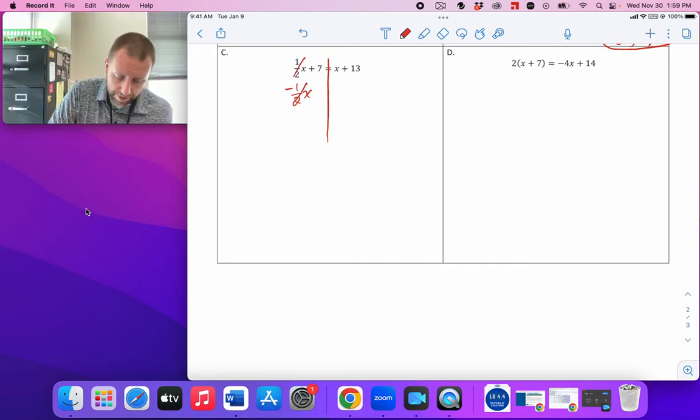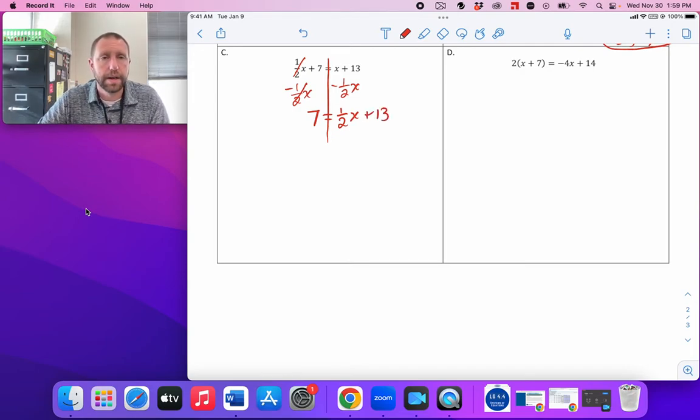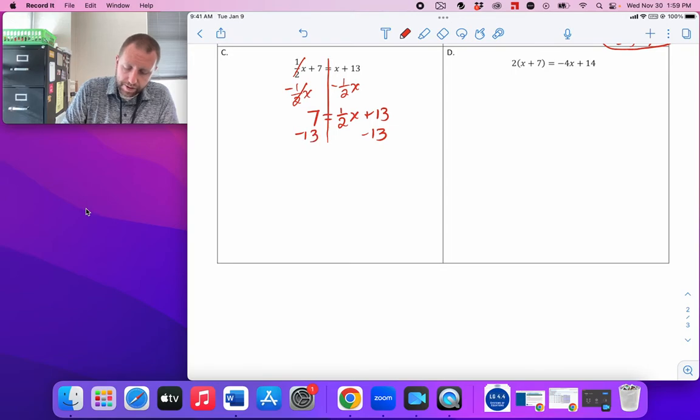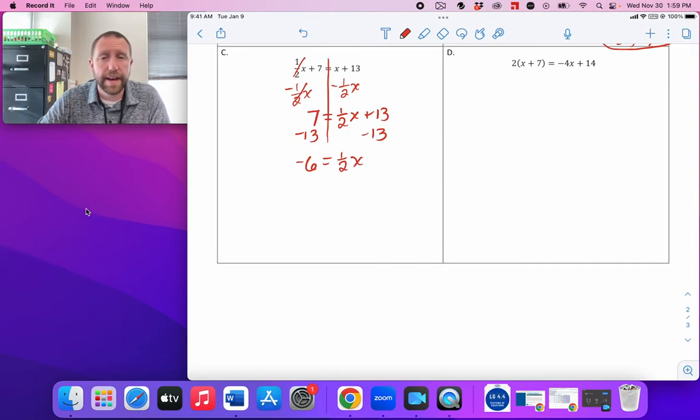Those cancel. I'm left with just 7. But of course, whatever I do to one side, I have to do the other. So x minus 1/2 of an x leaves me with 1/2 of an x. And then I still have the plus 13. Now the x is on the right-hand side, so I need to get the other numbers away from it. That plus 13, I will do the opposite. I will subtract 13 from both sides. 7 minus 13 is negative 6 equals 1/2 x. Okay, those 13's canceled.